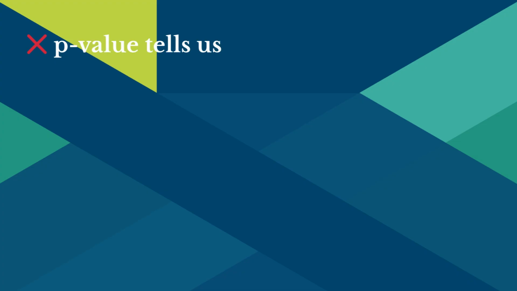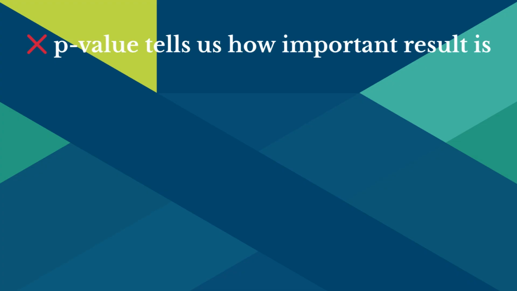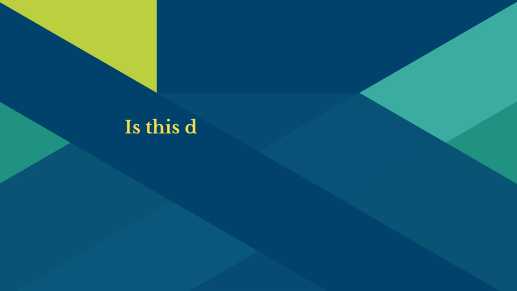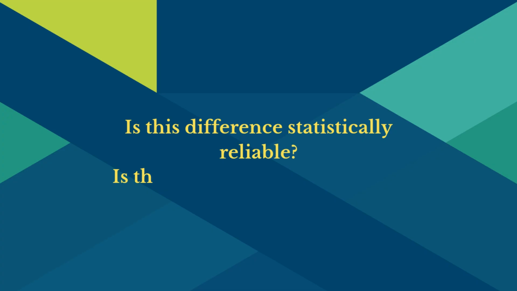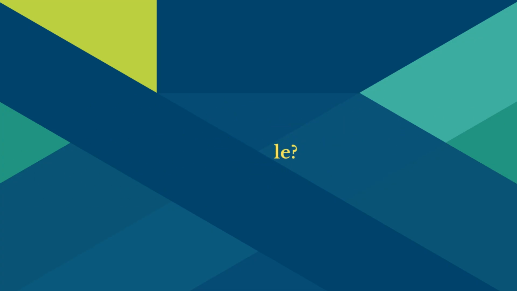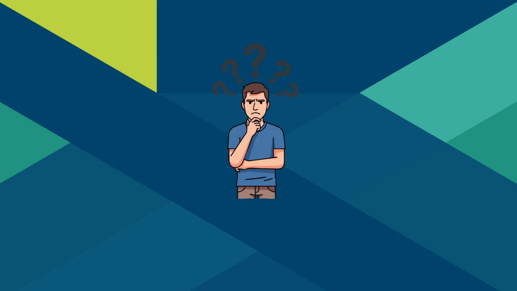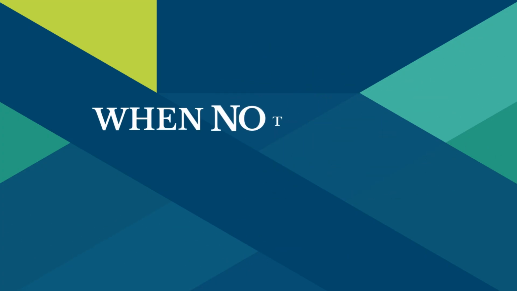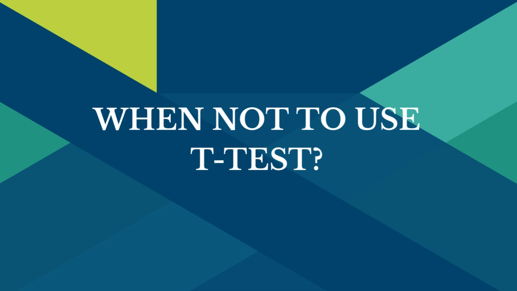Third, the p-value tells us how important the result is. Wrong. P-values measure evidence against chance, not real-world impact. Statistics answers, is this difference statistically reliable? Not, is this difference meaningful? That interpretation is your job. A good statistician doesn't just know how to use a t-test, they also know when not to use it. So, let's look at situations where the t-test is the wrong tool.